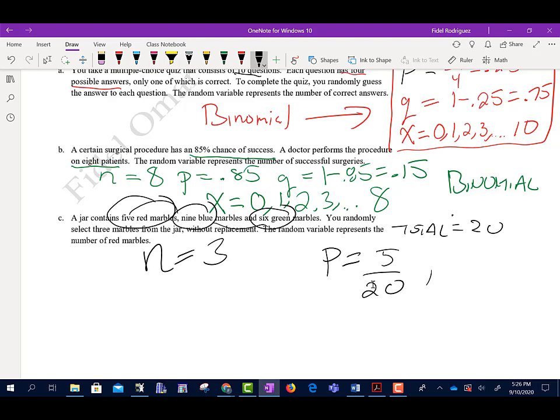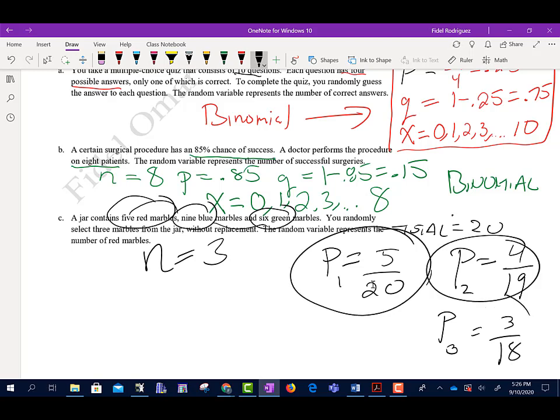But notice I'm not replacing them. So the second time I choose, if I want to get a red marble, now I'm only going to have 4 out of 19. And the third time that I choose, now I'm only going to have 3 out of 18. Remember we said the probability needs to be the same each time, and if you notice, it's not.